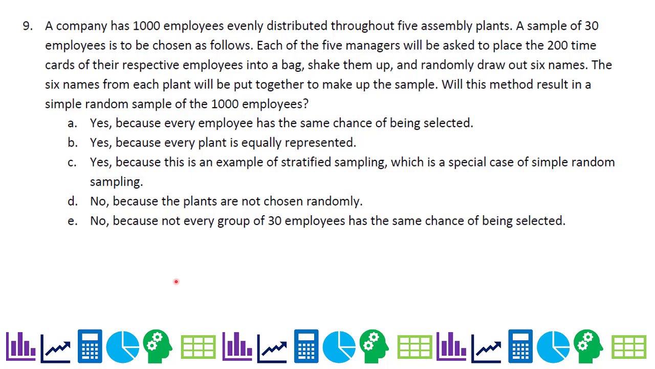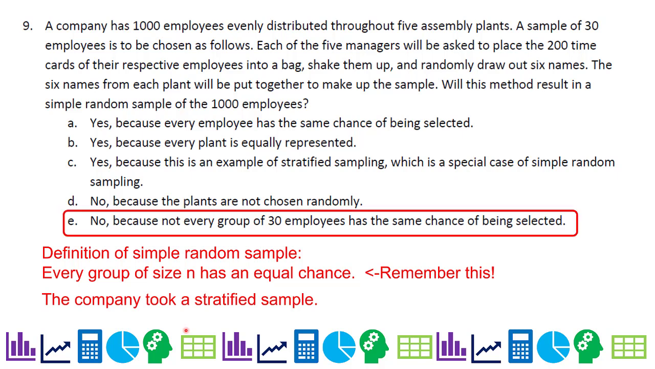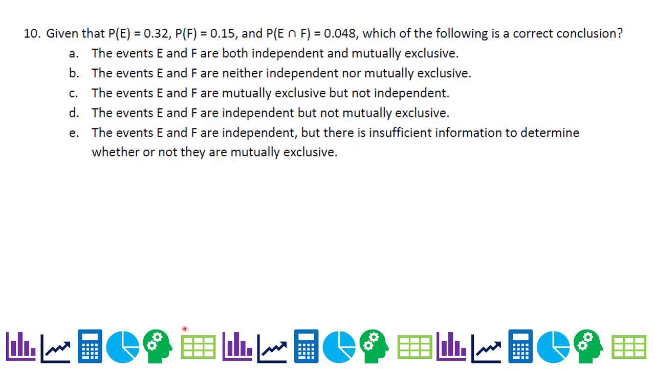So we've seen this question a lot. Remember, the definition of a simple random sample is that every group of size n has an equal chance. In this case, it would be a group of size 30. So definitely remember this. And just in case you're wondering what kind of sample they took, a stratified sample. So the correct answer is no, because not every group of 30 employees has the same chance of being selected.